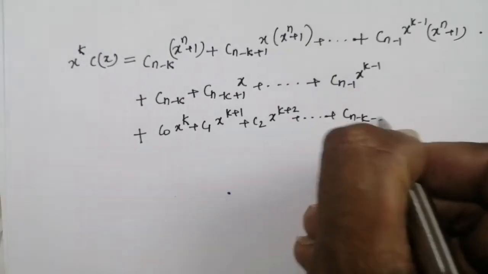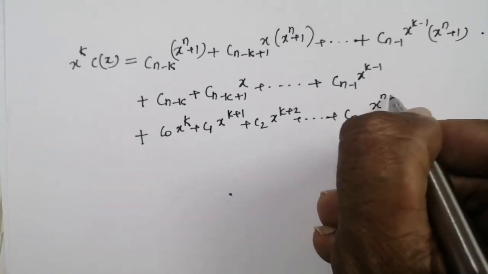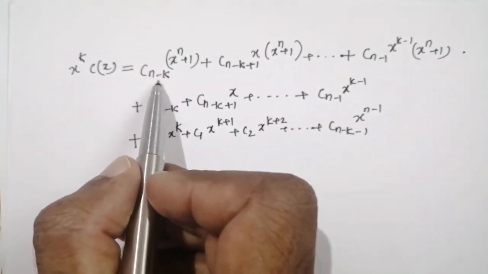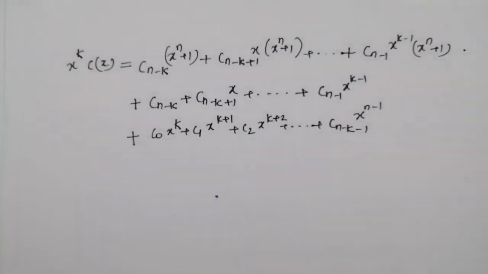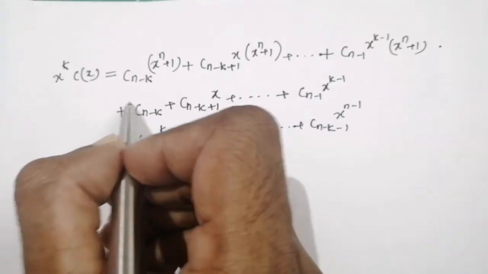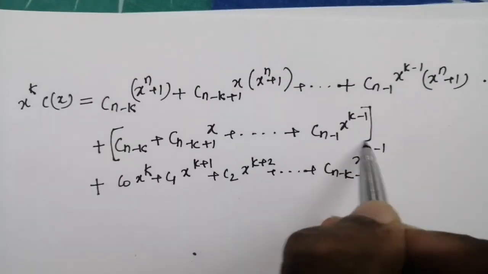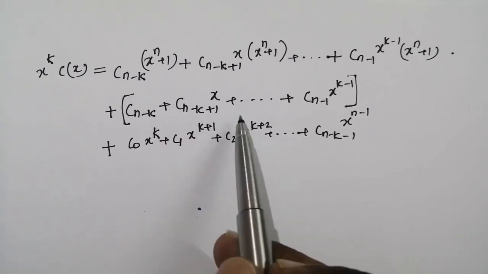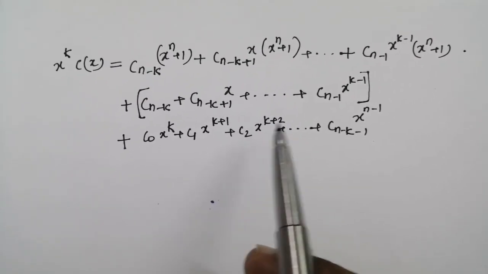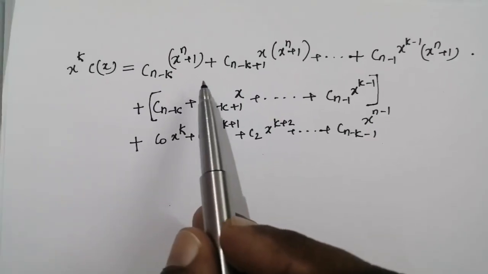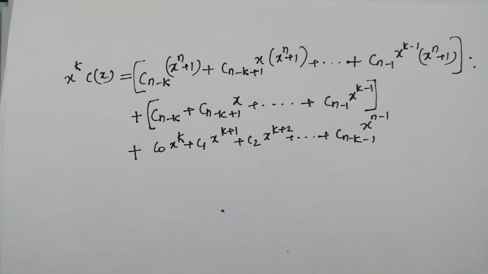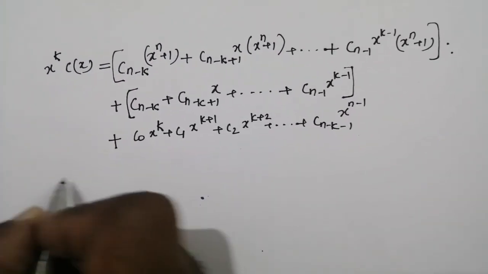plus cn minus k minus 1 x raised to n minus 1. That is all the terms up to cn minus k x raised to n. So that is cn minus k minus 1 x raised to n minus 1. So we can see that all the terms in this rectangular bracket are the terms used for cancelling identical additional terms deliberately introduced in the first rectangular bracket. So this is okay. So I will illustrate one more thing.